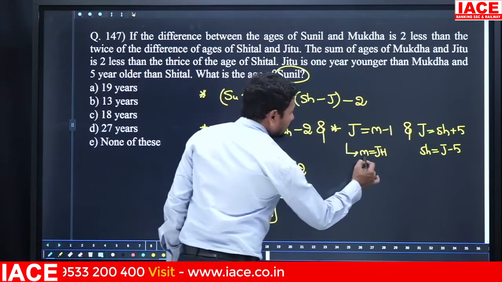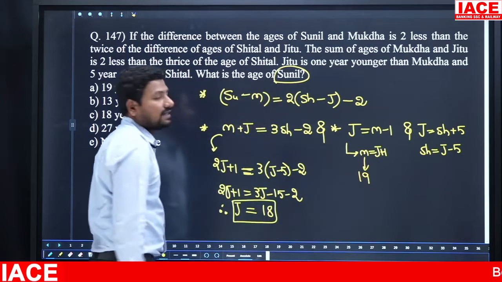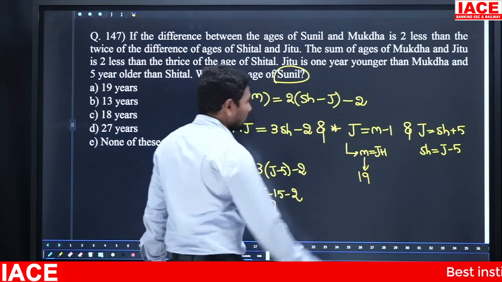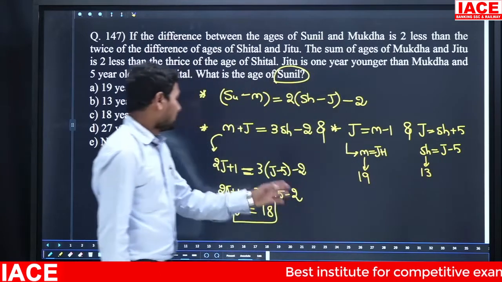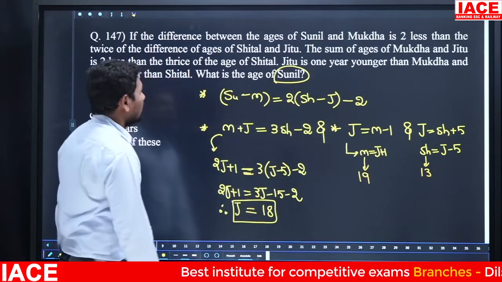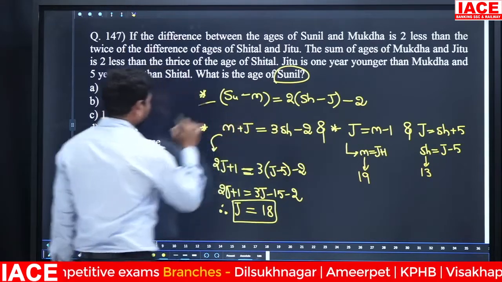J plus 1 is equal to M, so M's age is 19 years. Then Sheetal's age is 18 minus 5, which is 13 years. Now we require Sunil's age. From this we can write it down.